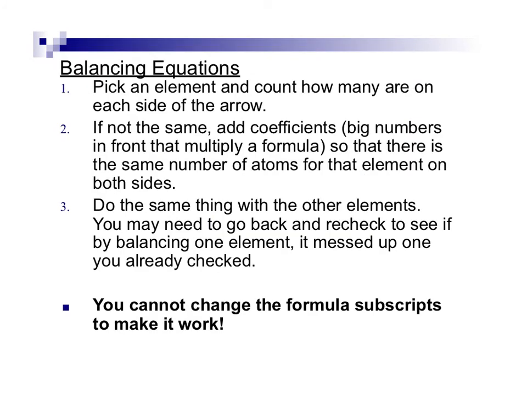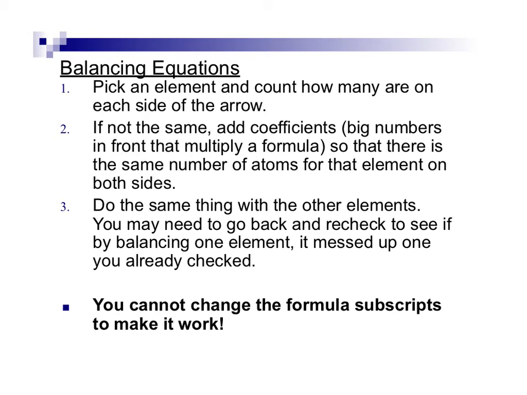Because of the law of conservation of mass, we need to make sure that the number of atoms on the left side of our equation equals the number of atoms on the right side of an equation when we're discussing a reaction. And so this is called balancing the equation. What you do is you pick an element and count how many you have on each side of the reaction arrow. If they're the same, great. If they're not the same, you add what's called a coefficient, which is a big number in front of that element symbol that multiplies your formula.